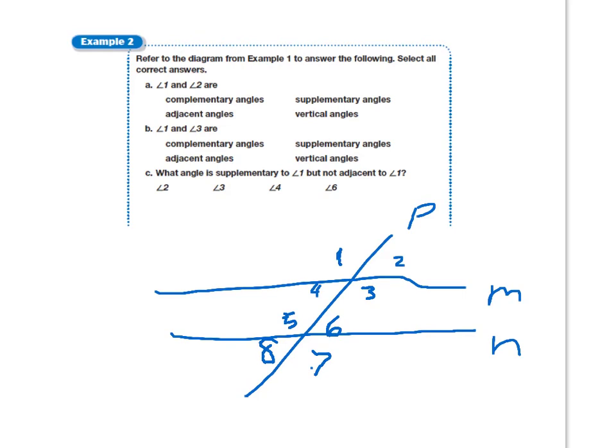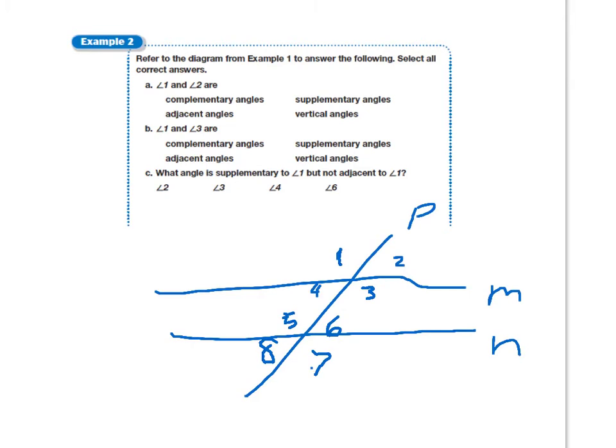All right, we're going to use the diagram that's at the bottom of the page. Now again, this is very hastily drawn and not to scale, but we're going to refer to it to answer the questions. So A says that angle 1 and angle 2 are, and we need to determine, are they complementary, adjacent, supplementary, or vertical, and could they be more than one?